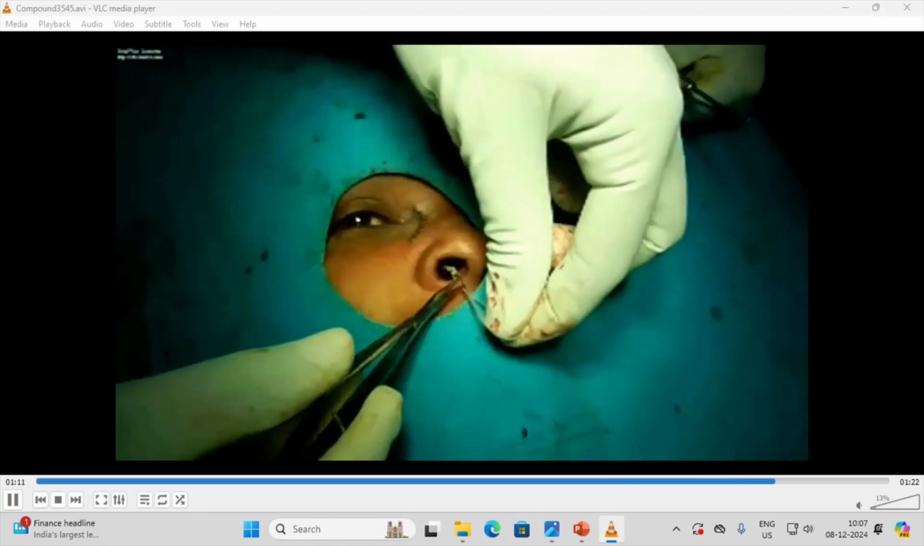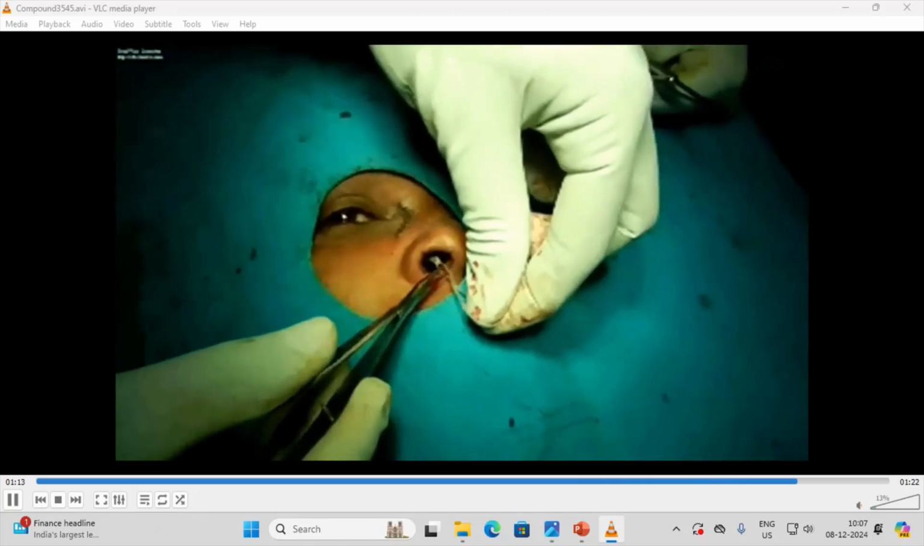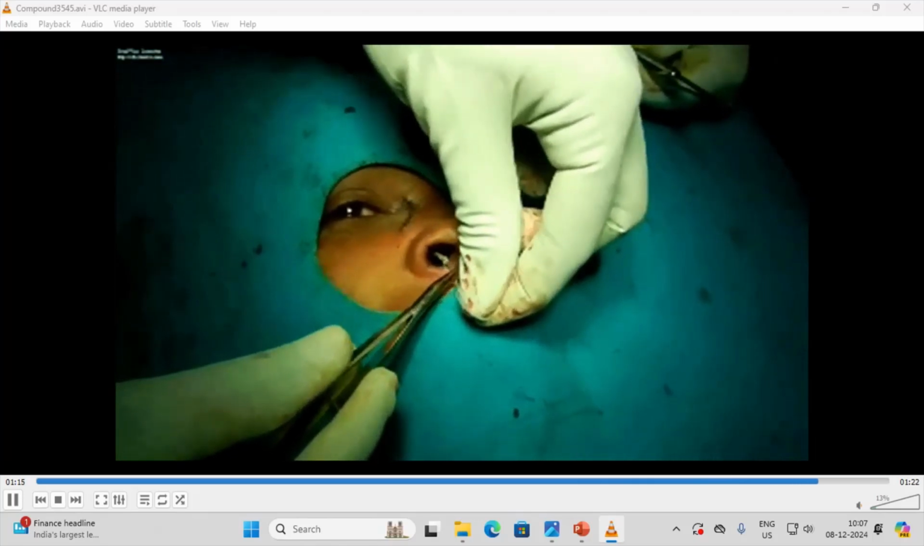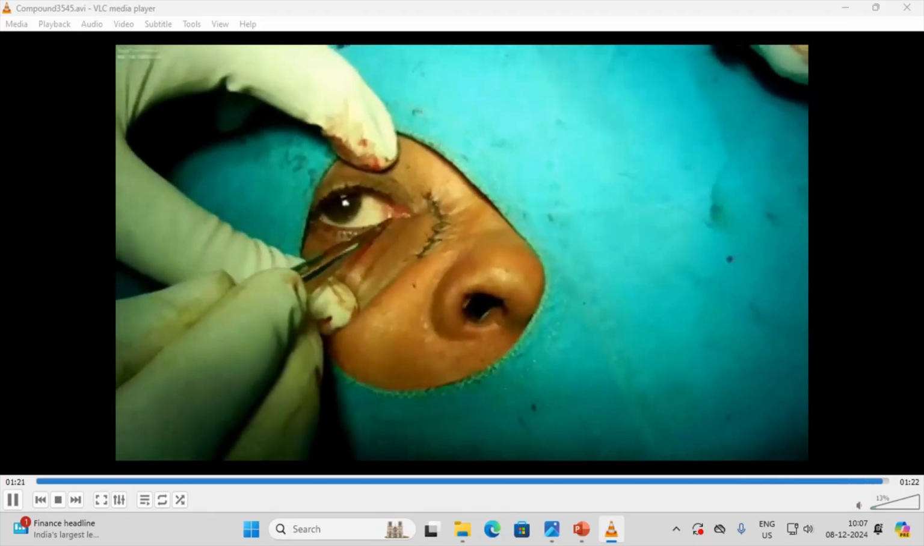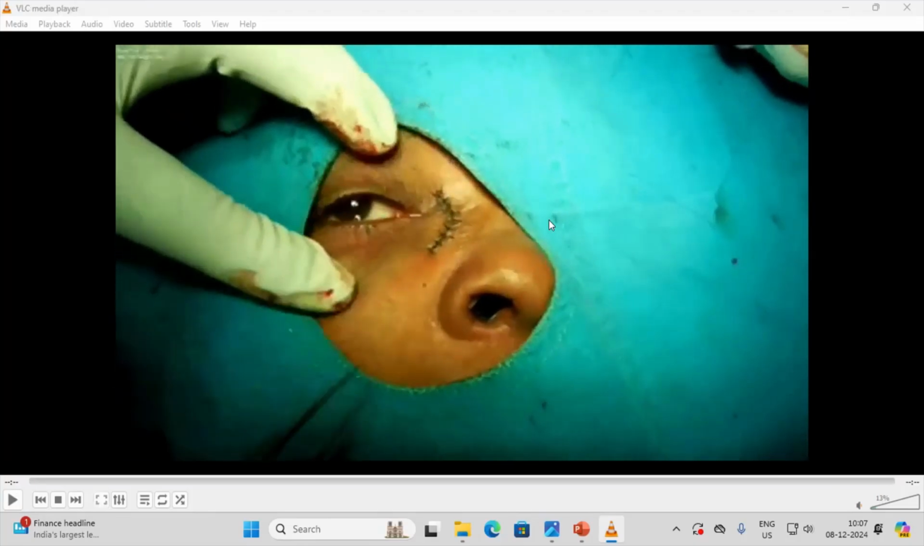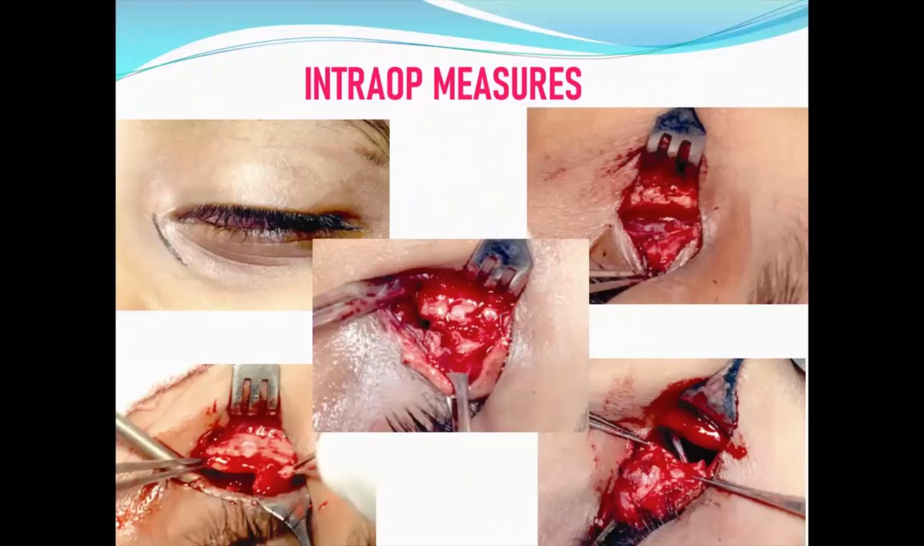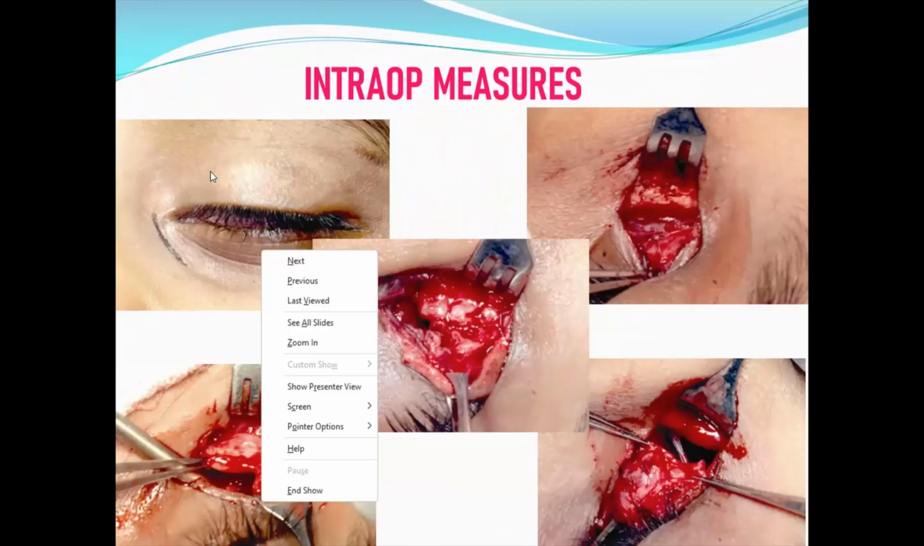And bicanalicular intubation is not required for all cases. Whenever you have a small sac, or when a patient has a suspected partial canalicular obstruction, you need this. Otherwise, routinely it is not required to intubate these patients. So intraoperatively, for the incision, you can make a curvilinear incision or one along the lower lid trough, so that it merges with the skin folds there.